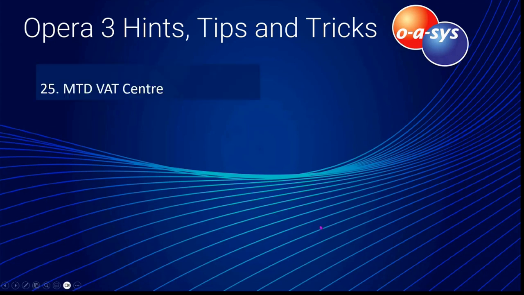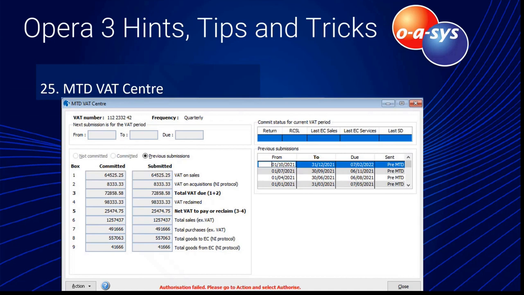Next, I want to move on to the Making Tax Digital VAT Center. So when you run VAT reports, it's important to try and leave the from date blank so that it includes out of period transactions. It is so that you don't miss out any exceptions. So when you run the reporting, remember to leave the from date empty.